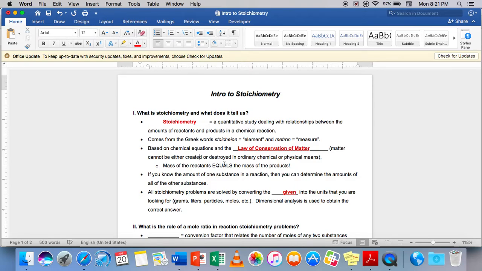We're going to be starting with one thing and then ending up with something else. We could, for example, start with grams and end with particles. We could start with grams and end with moles. For the most part, you're going to start with grams of one substance and end with grams of the other. So go ahead and make sure you have those notes written down for our first little section on what is stoichiometry.